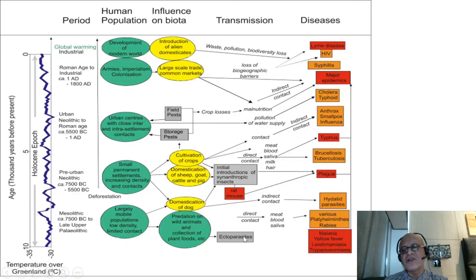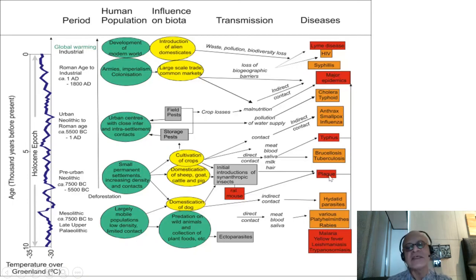So starting again here, direct contact, meat, blood, saliva, we are looking at malaria, yellow fever, leishmaniasis, trypanosomiasis, or the sleep sickness, right? Various platyhelminthes, rabies, hydatid parasites, so direct or indirect contacts, rat, mouse, initial introduction of synanthropic insects, plague.